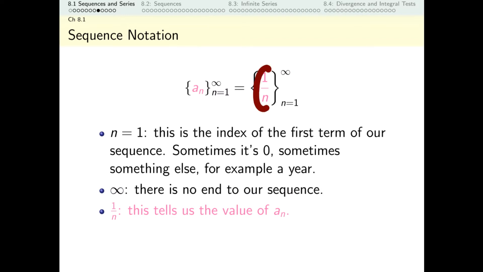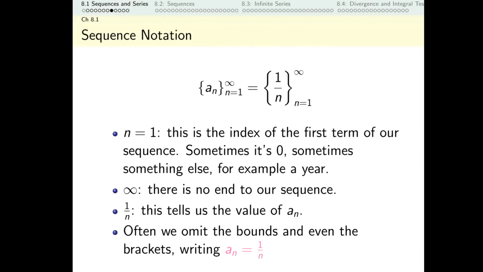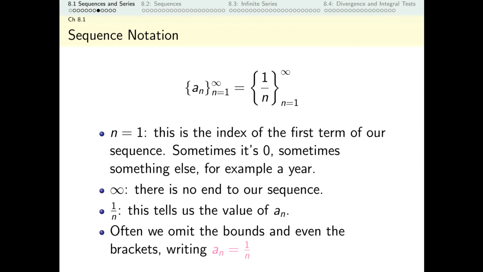And this tells us our rule. So our rule is that the nth term is 1/n. So again, the a sub 3 is 1/3. That's the third term, and so on. Now, oftentimes, because this is a lot to write, we don't write the whole thing. What you saw on the last slide was just a sub n is equal to 1/n, and this is how you'll normally see it. These bounds usually start at 1, or if there's some compelling reason, they'll start somewhere else. For example, again, they might start at a year.